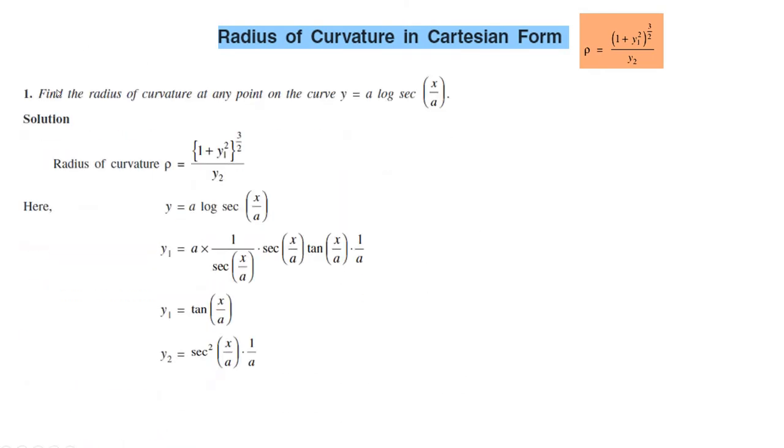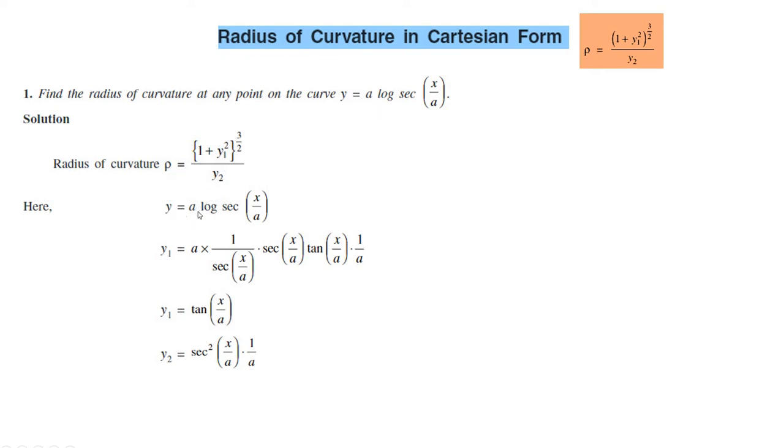Now in the case of Cartesian form, we have very few problems illustrated here. This is the formula, rho is equal to (1 plus y1 square) to the power 3 by 2 by y2. Find the radius of curvature at any point on the curve y is equal to a log secant x by a. So first write down the formula. Now you see that y is a function of x, the Cartesian form is given. So accordingly, the Cartesian form of the radius of curvature is to be used. So this is the formula.